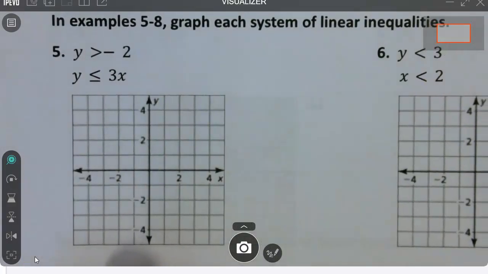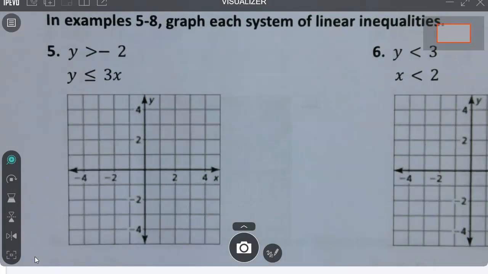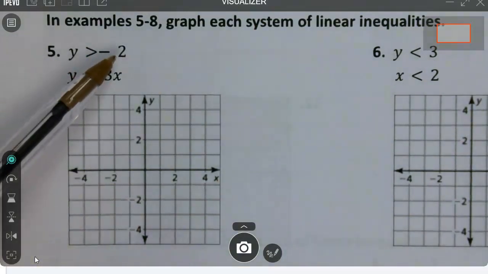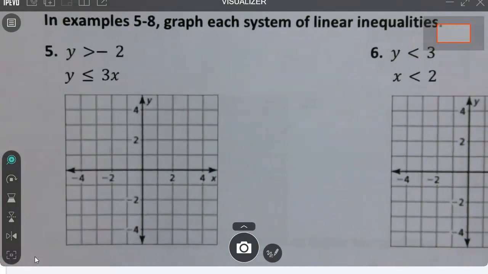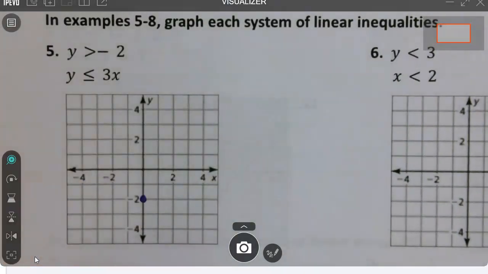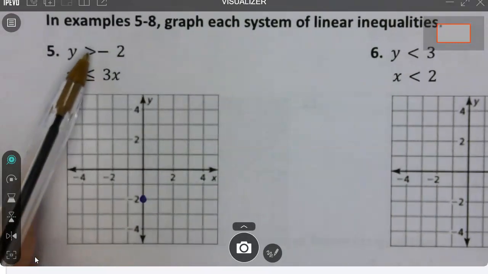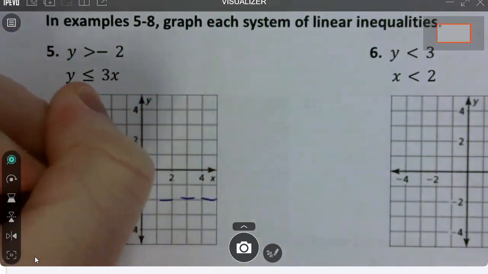All right, so now we're going to move on to where we need to graph 2 different inequalities, shade them, and figure out where their shadings overlap. And so we start with the very first inequality. We have y is greater than negative 2. There's no slope there. That means it's a horizontal line. So we go down to where negative 2 is for our y-intercept. Because it's only greater than, not greater than or equal to, I know it's going to be a dashed line.